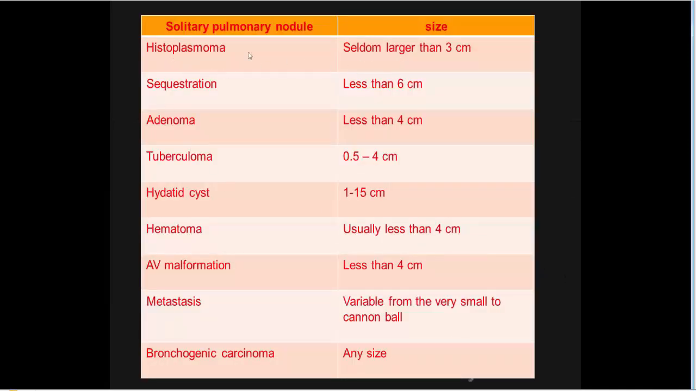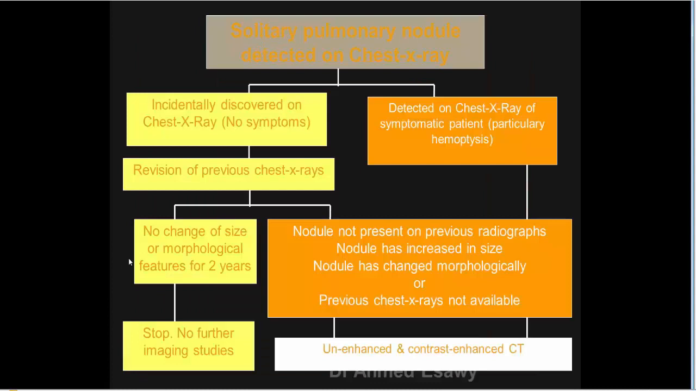As regards size: histoplasmoma, solitary pulmonary nodule seldom larger than 3 cm; sequestration less than a centimeter; adenoma less than 4 cm; tuberculoma 0.5 to 4 cm; hydatid cyst 1 to 15 cm; hematoma usually less than 4 cm; AVM less than 4 cm; metastasis variable, from the very small to cannonball; bronchogenic carcinoma any size.